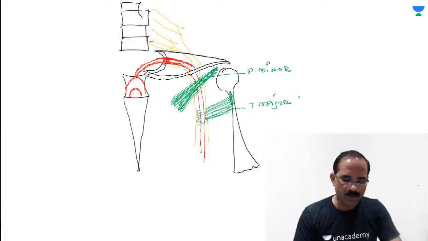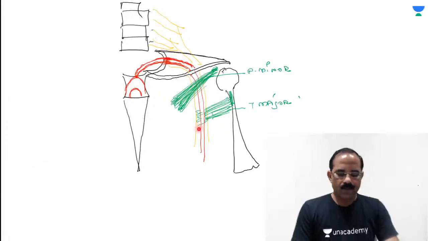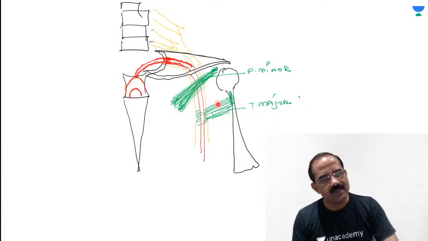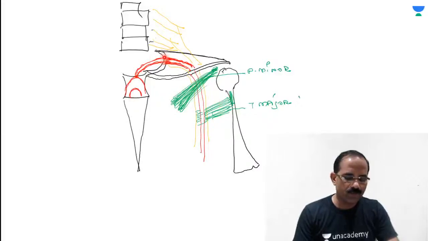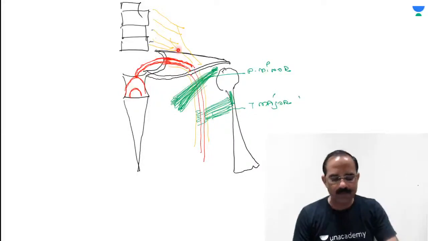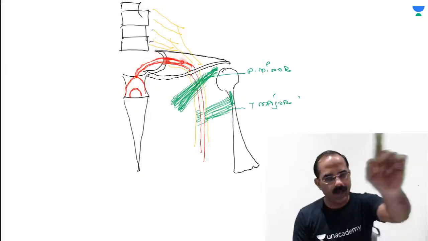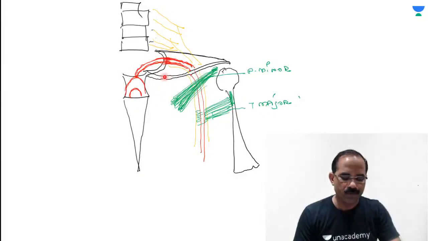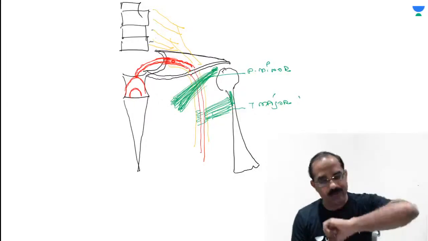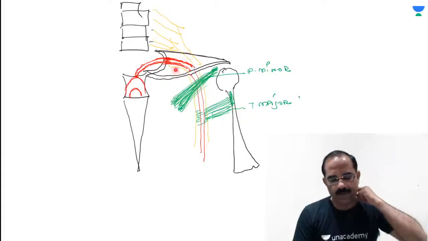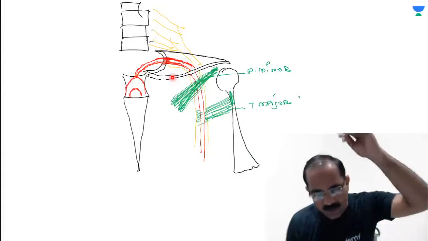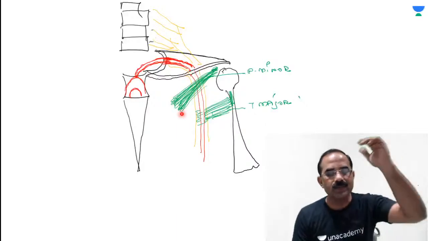From here to here. That's the axillary artery. Just have a look. What is this artery? That's the axillary artery. So now you tell me, students, axillary artery is a continuation of what? It's a continuation of the subclavian artery at the outer border of the first rib. The axillary artery enters the apex. It enters the axilla. Now it comes into the axilla.